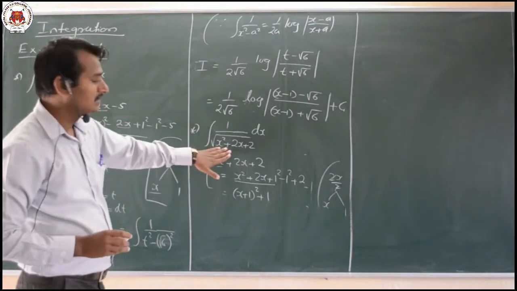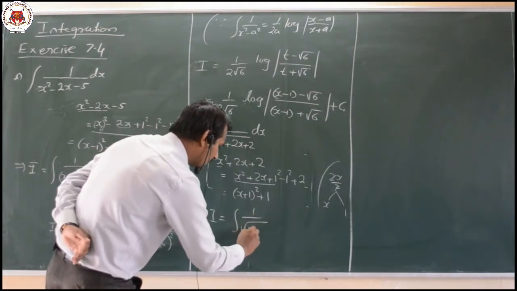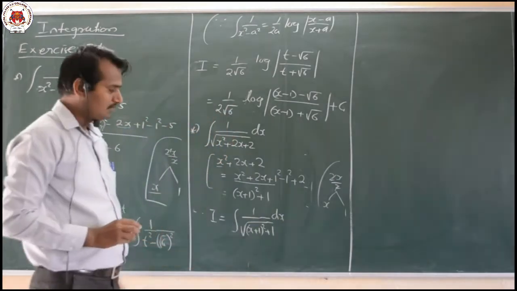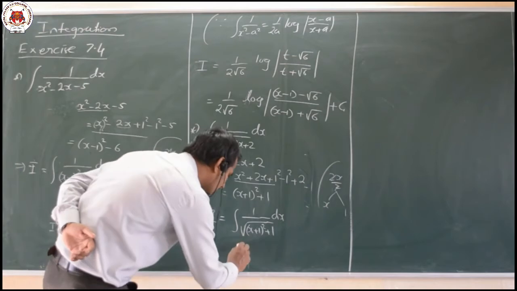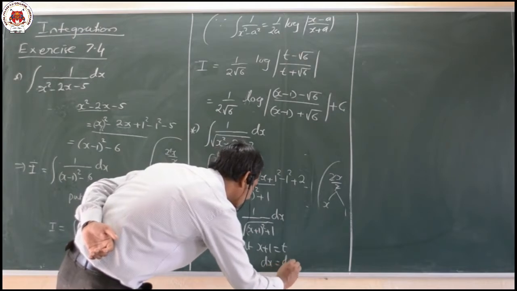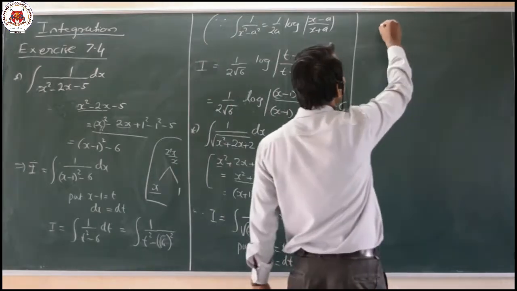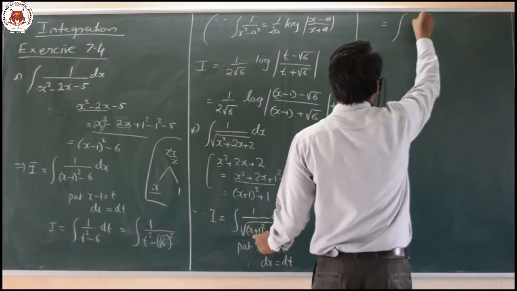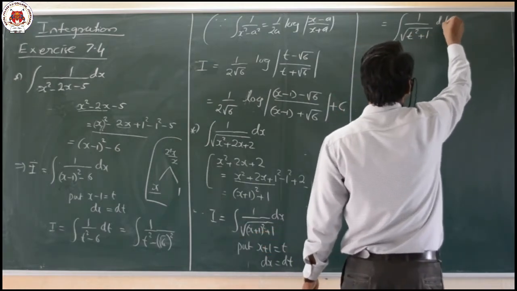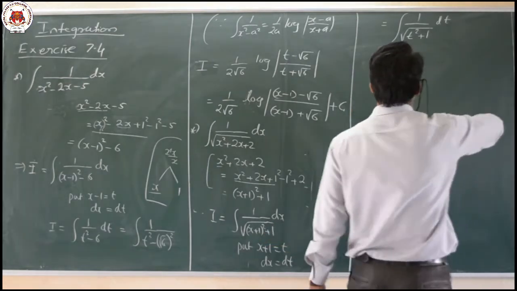Next I have to substitute this value in the given question. So therefore I is equal to the integral of 1 divided by root of x plus 1 whole square plus 1 into dx. Now you can substitute the value, that is, put x plus 1 equal to t. That implies we get dx equal to dt. Substitute both the values here. So what we get is the integration of 1 divided by root of t square plus 1 into dt. What I have done here is, in the place of x plus 1 whole square, I have put t.